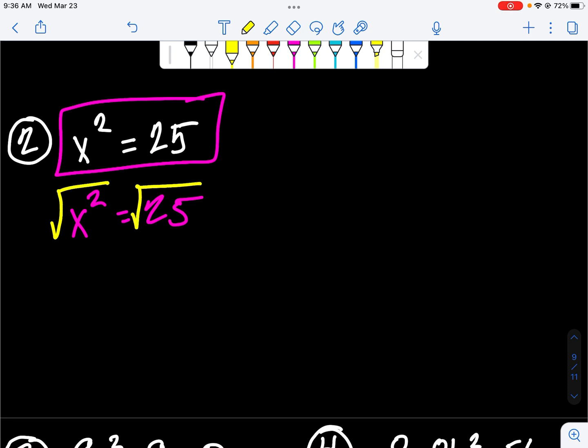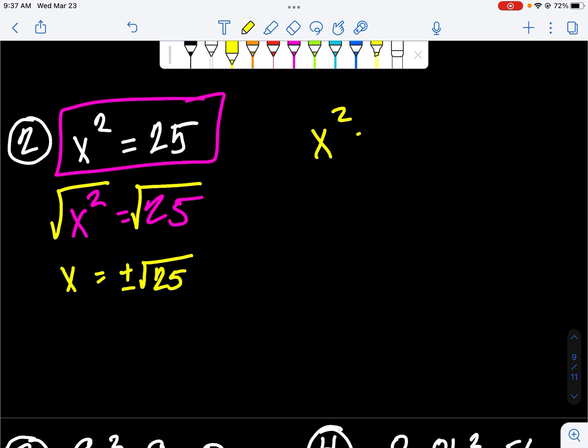Now, I've mentioned it before, but I have not made a big point of this because we haven't focused too much on square roots. When we square root each side, we need to make sure that we put a plus and minus sign in front of the side with the number, the side we're bringing the square root to. And here's why. Because we are solving for x.